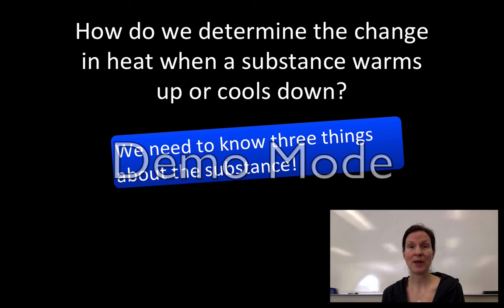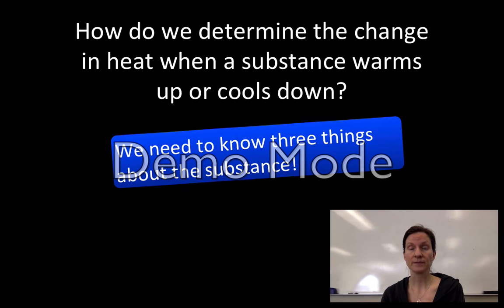So to begin with, we're looking at a new scenario where it's not a chemical reaction situation, but instead we just have something heating up or cooling down. And the question is, how do we quantify heat in this case when something is heating up or cooling down? And to calculate that, we need to know 3 different things about the substance.